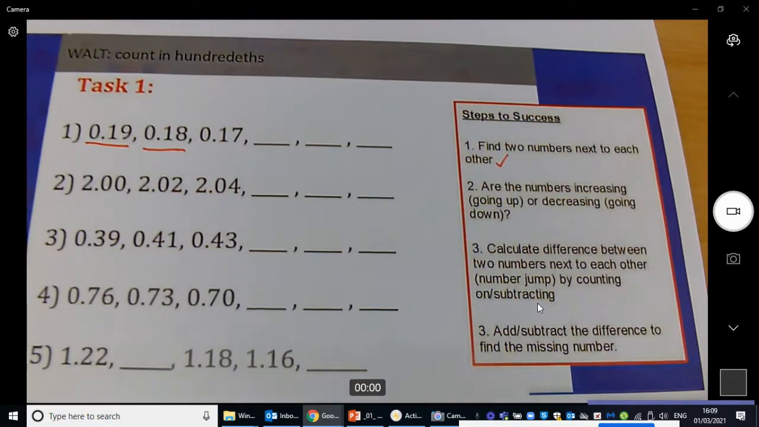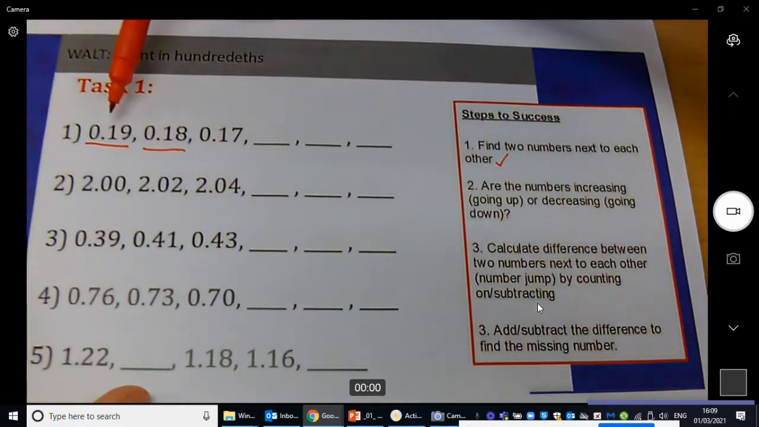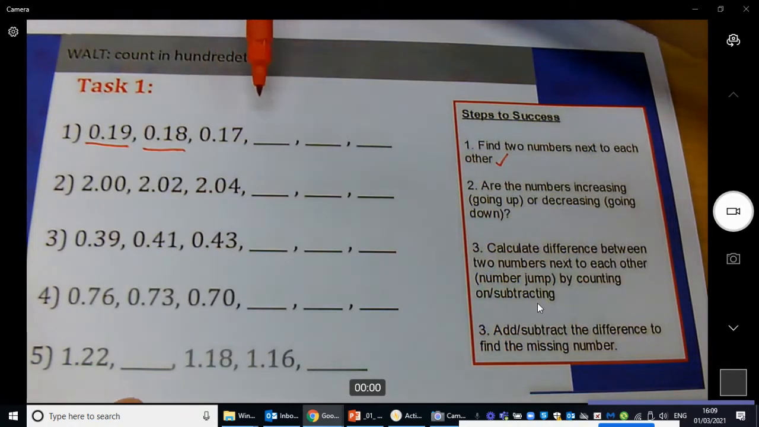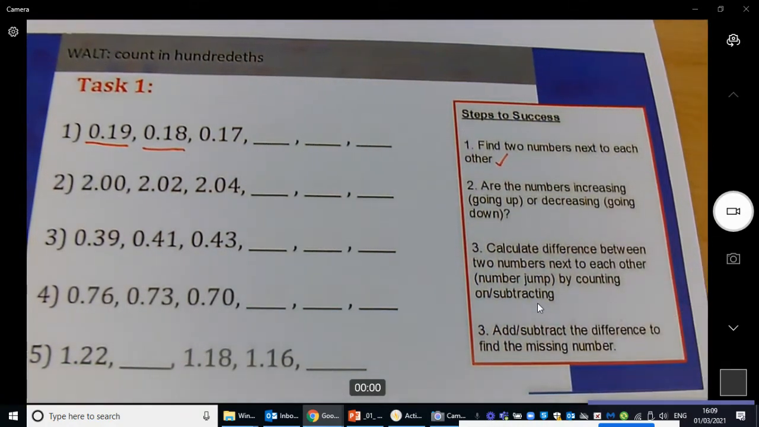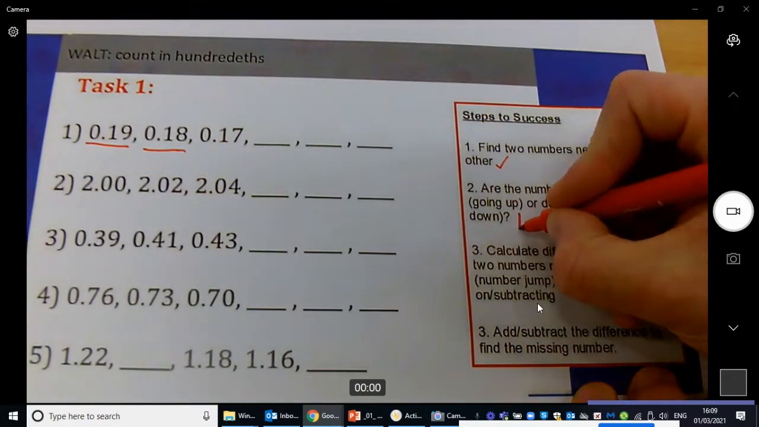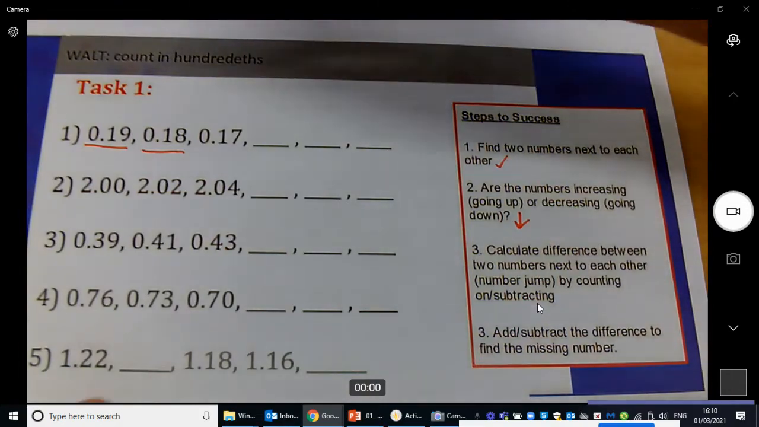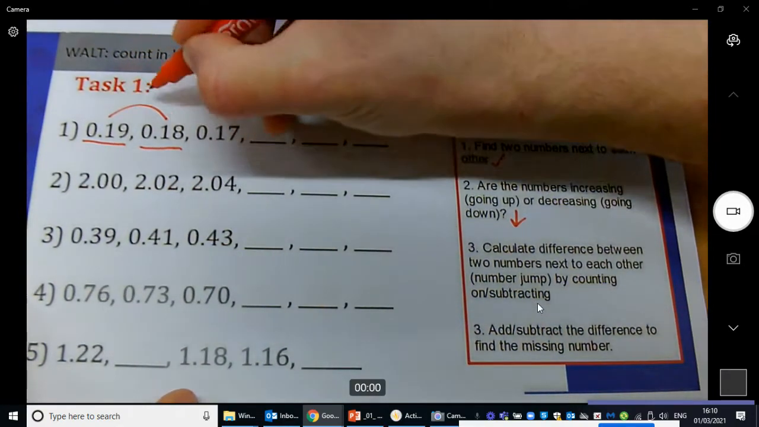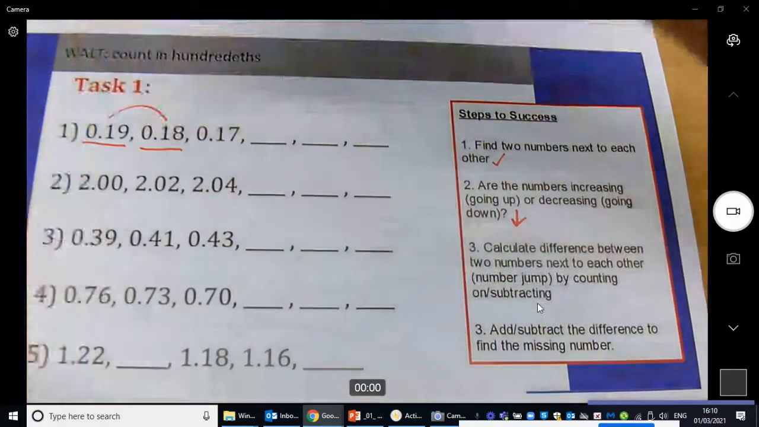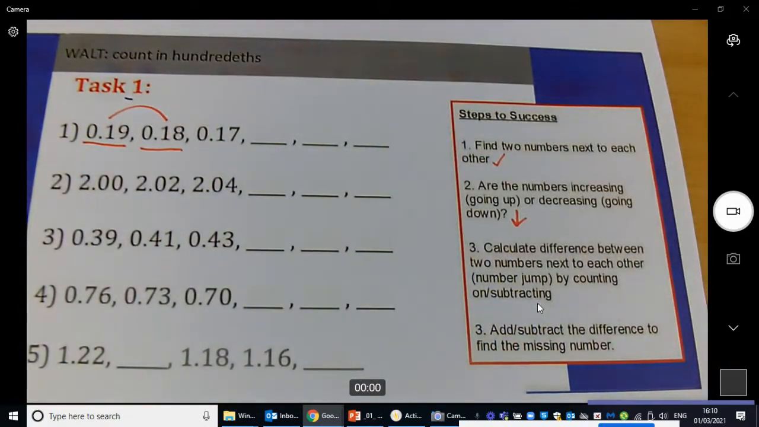Are the numbers increasing, going up, or going down? 0.19, 0.18, 0.17. So are they increasing or decreasing? Hold it in your head. 3, 2, 1. Decreasing. They're going down. Step 3. Calculate the difference between the 2 numbers next to each other. So we know the sequence is going down. Can you tell me, how many is it going down by? Pause the video now.